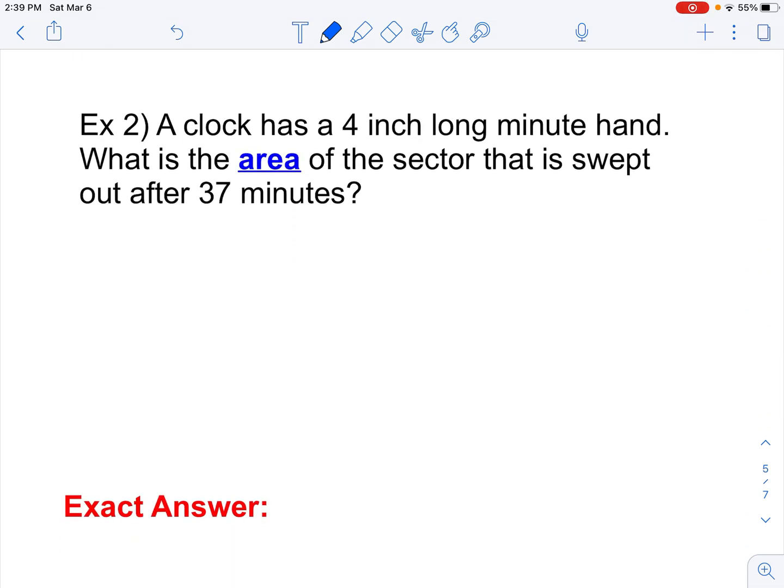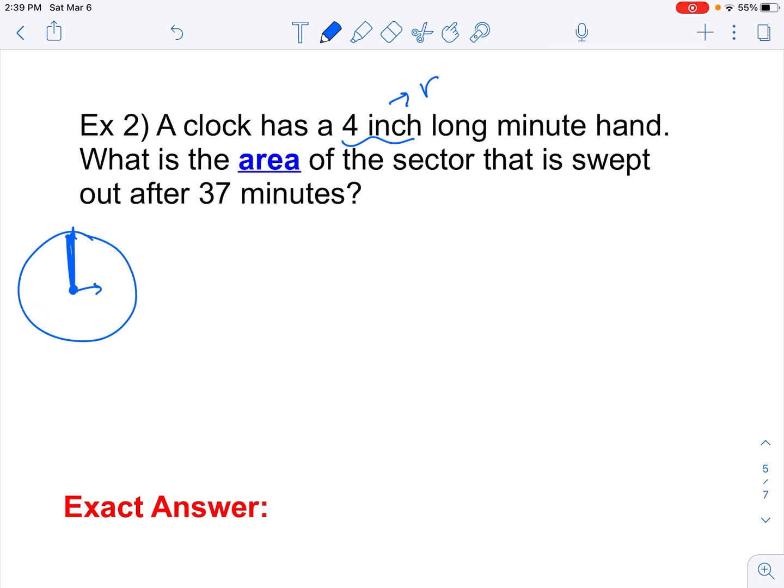All right, so the next example says a clock has a 4-inch long minute hand. What is the area of the sector that is swept out after 37 minutes? One thing we have to remember here is the minute hand. Is the minute hand a radius or a diameter? If you think about a typical clock, it's got the minute hand, it's also got the hour hand, but that minute hand goes all the way up to the top of the circle. So that 4 inches long right here is my radius. It's not the diameter.